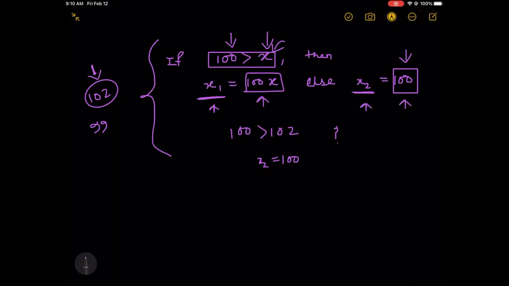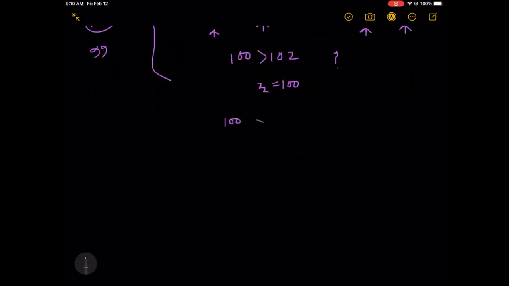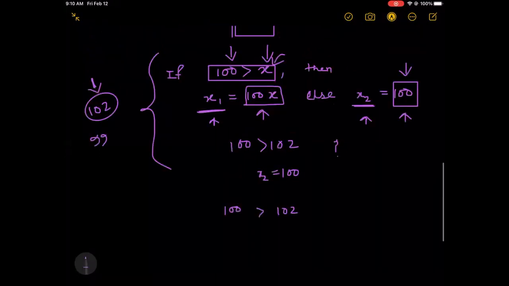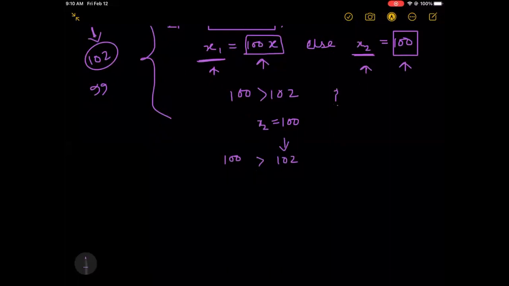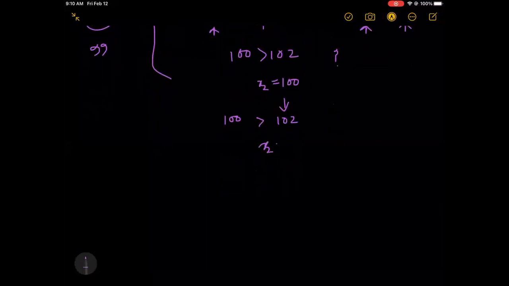So if I randomly pick 1 or 2, now I'm checking the conditions. 100 is definitely not greater than 1 or 2. So I've already told the computer that if it's not greater than the randomly picked number, you just show me 100. That's it. You just print x2 equals 100 for me. Okay, so the answer would be x2 equals 100.